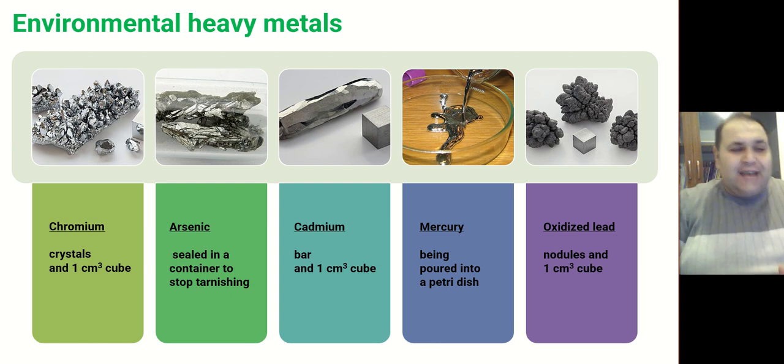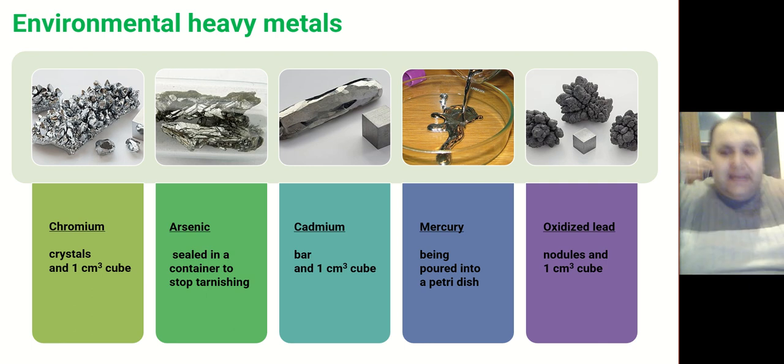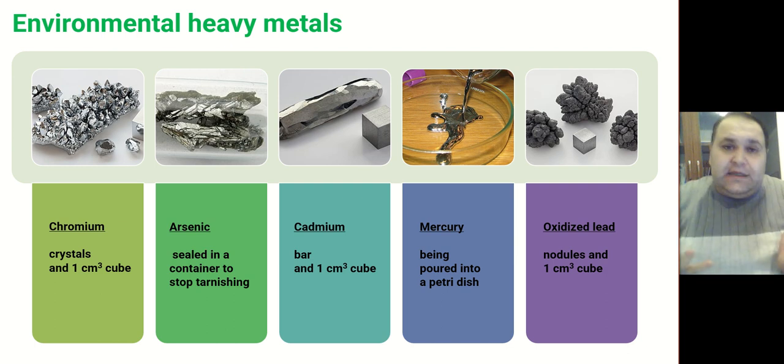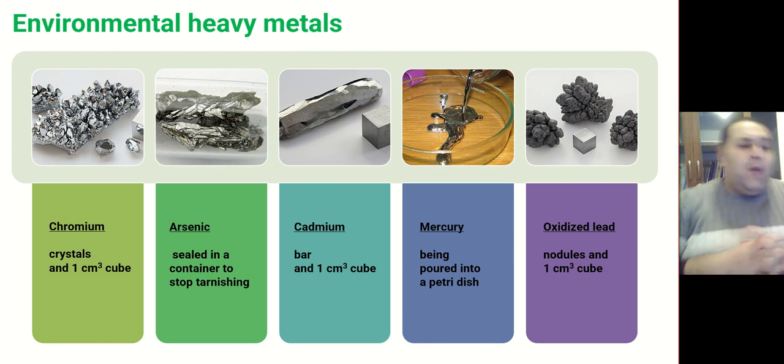Mercury, oxidized lead, and cadmium are of the greatest concern because of their ability to travel long distances in the atmosphere. Heavy metals can become strongly toxic by mixing with different environmental elements such as water, soil, and air, and humans and other living organisms can be exposed to them through the food chain.